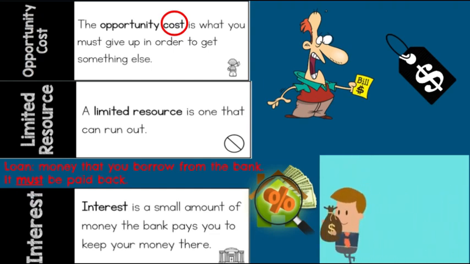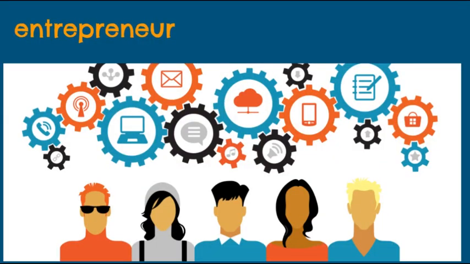The last part of economics that we're going to talk about is entrepreneur. Now, that is a really big word, but it just means that an entrepreneur is someone who thinks of an idea and then takes action to make those ideas happen. This is usually a person who starts a business. So, all of you could be entrepreneurs. Again, an entrepreneur is somebody who has a great idea and uses that idea to make things happen.